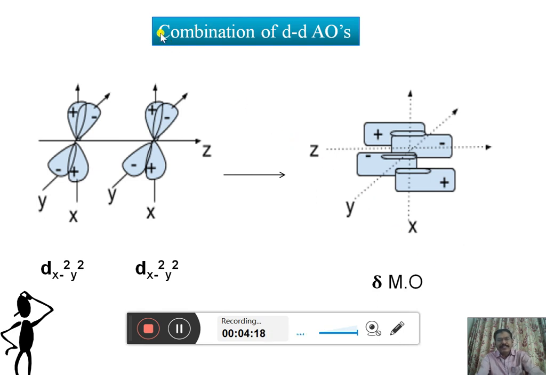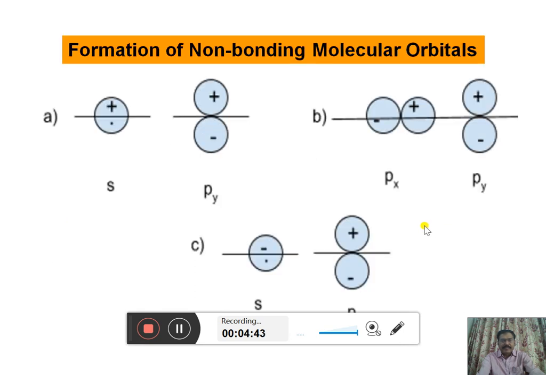Then another combination: d orbital of one element combines with the d orbital of another and produces a dd combination. Here we have to take suitable similar types of orbitals of the element. Here dx square minus y square and another also dx square minus y square overlap and produce a delta MO.